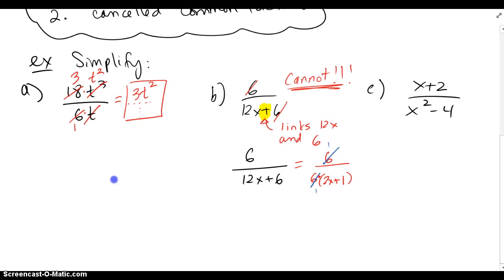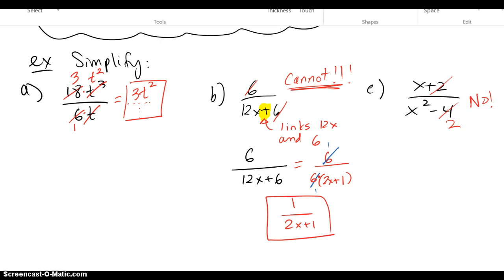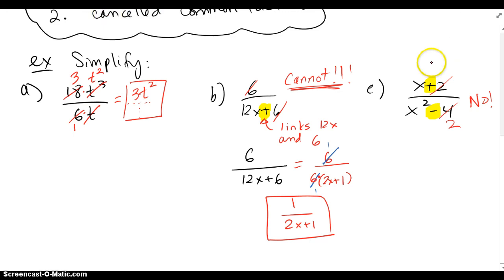So I end up with ultimately a 1 upstairs and a 2x plus 1 downstairs, and that's the reduced version of that expression. Let's go to part C. Again, if I do this, this would be a big no-no because I have a link joining them. So here's a link, here's a link. Again, those are links that do not allow me to break the 4 and the 2 apart. So the links don't allow me to cancel it.